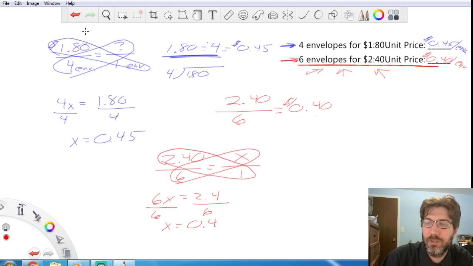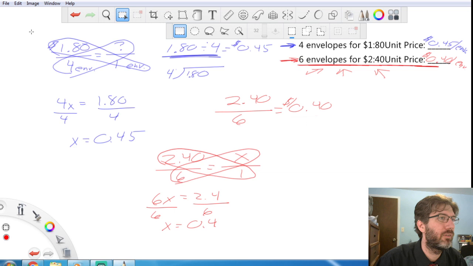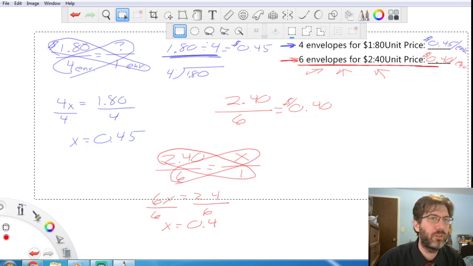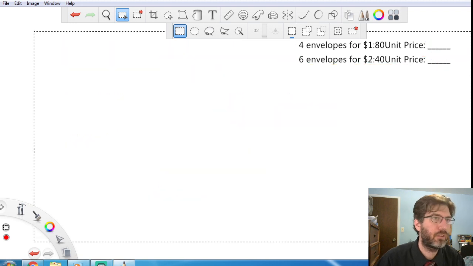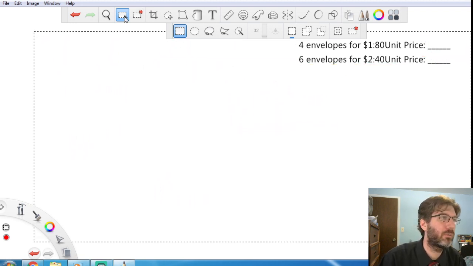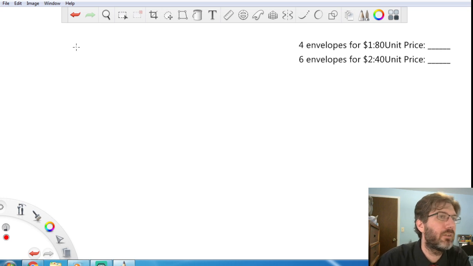I did the cross products. We got a different unit price, but the same one on the same one. So on this one, if you do cross products, you're not going to get unit price. If you want to set it up as a comparison, it will tell you which one's the better buy, but you're not going to get unit price that way. So I can look at this with cross products if you want.